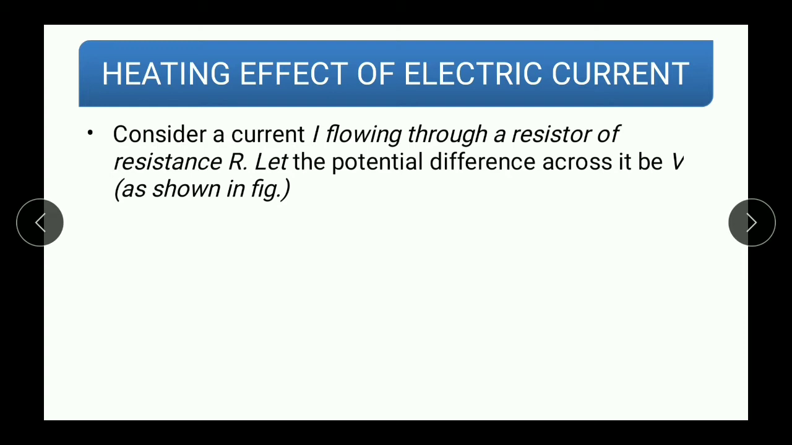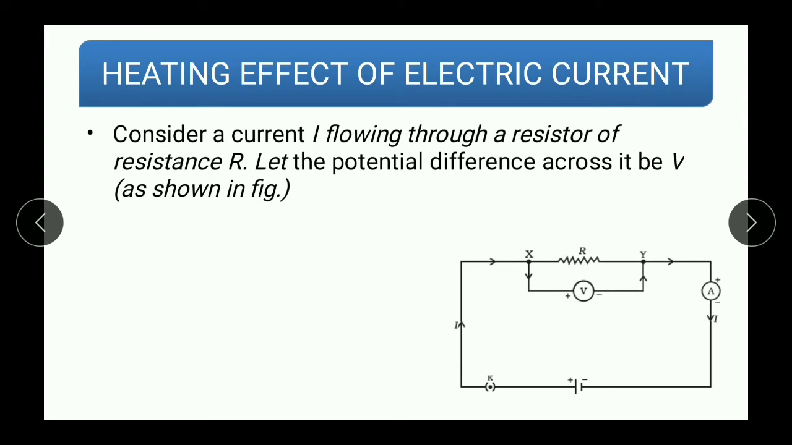So we have to consider a current I flowing through a resistor of resistance R, and the potential difference we will consider as V, as shown in the figure. So this is the figure. Here there is a cell, then there is a plug key, then there is a resistance, and there is a voltmeter that is connected across the resistor. Also there is an ammeter which will measure the current.